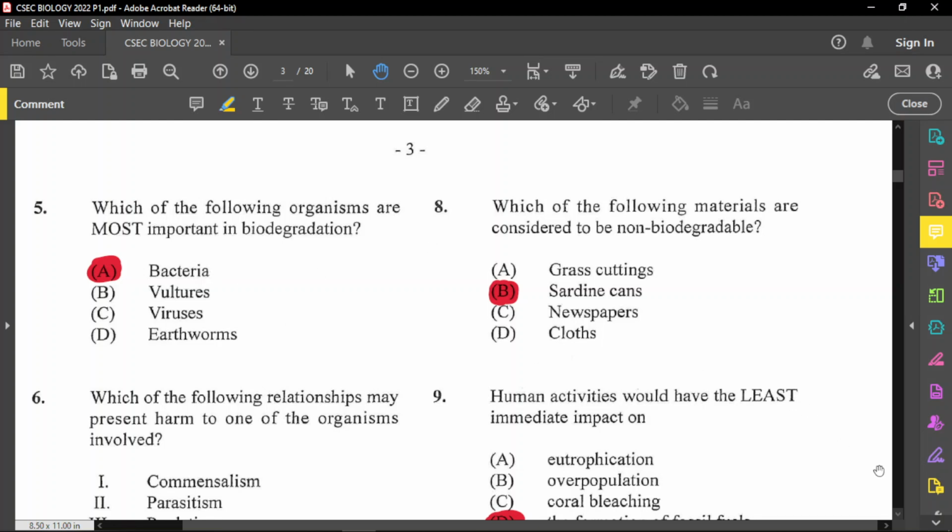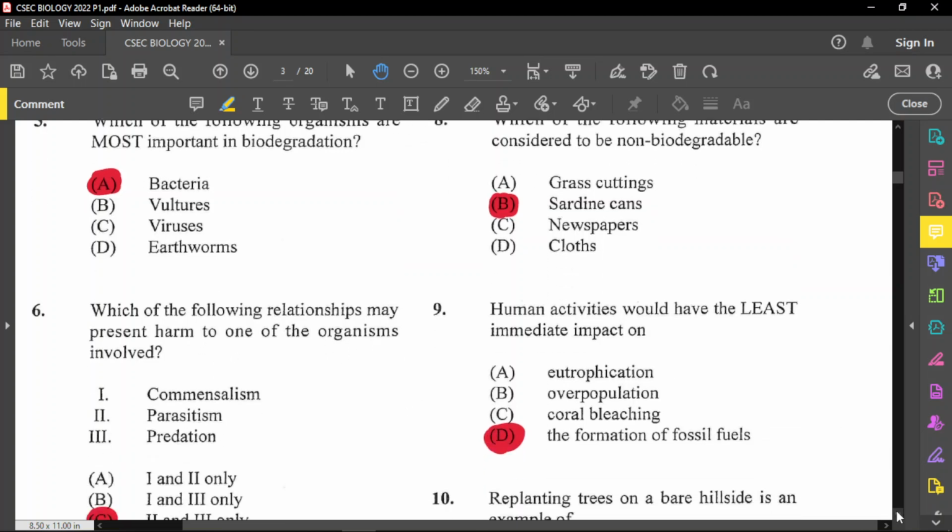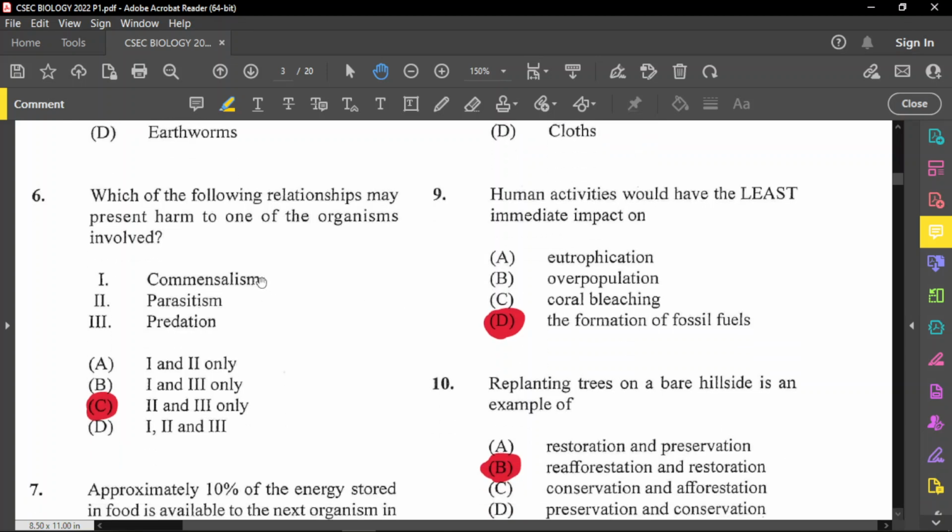For question number 6 now, it says which of the following relationships may present harm to one of the organisms involved? And so let's run through them quickly. Commensalism, no harm. So that can't be the answer at all. All right. Parasitism, definitely. Because the parasite will definitely feed on the host and create some form of damage. The damage may not be immediate, but probably over time in some cases. Some cases, immediate, definitely. Predation, definitely. Predator, prey. Of course, the predator will hunt and kill the prey, definitely.